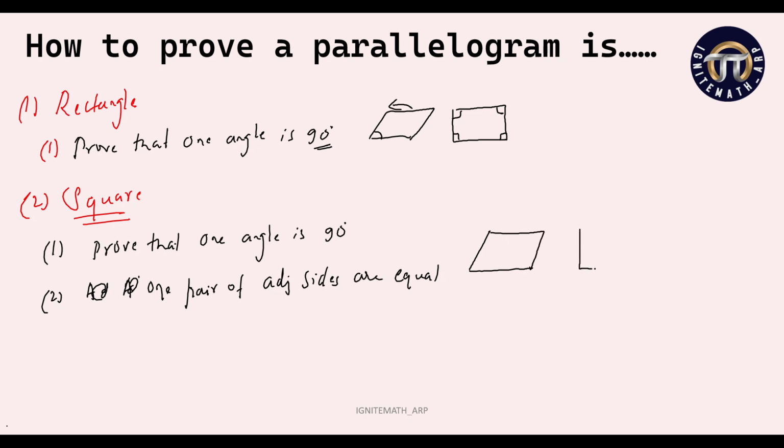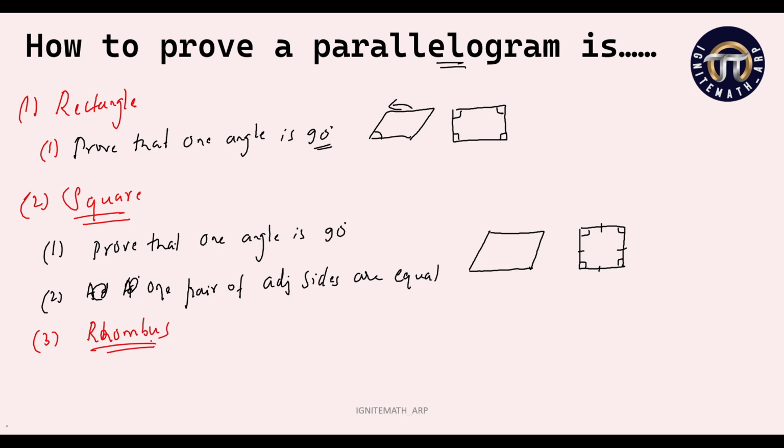So adjacent sides must be equal, this equal to this, and the angle between adjacent sides should also be equal to 90 degrees. So these are the two conditions to prove a given parallelogram is a square. Then how can I prove that a parallelogram is a rhombus?